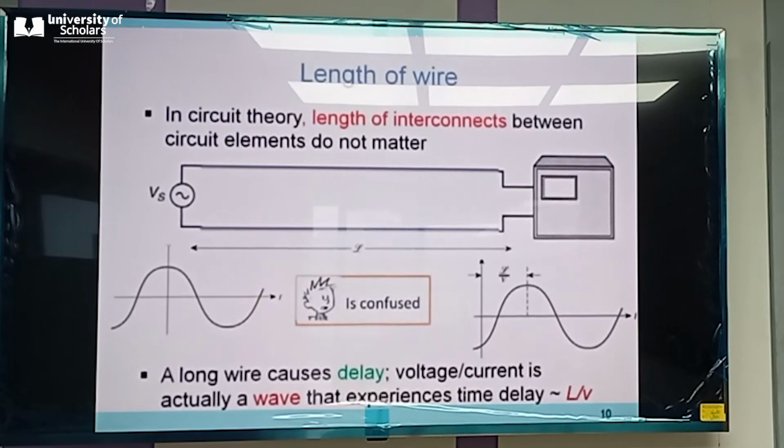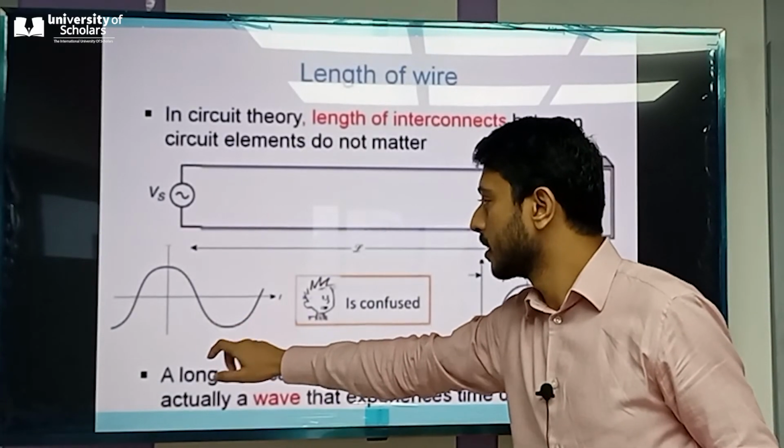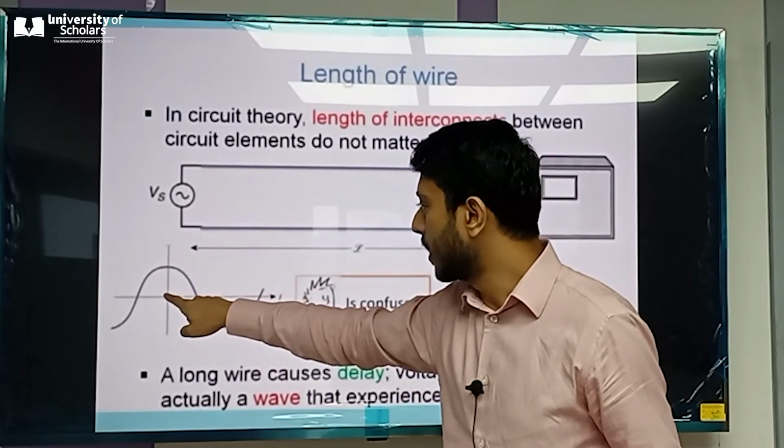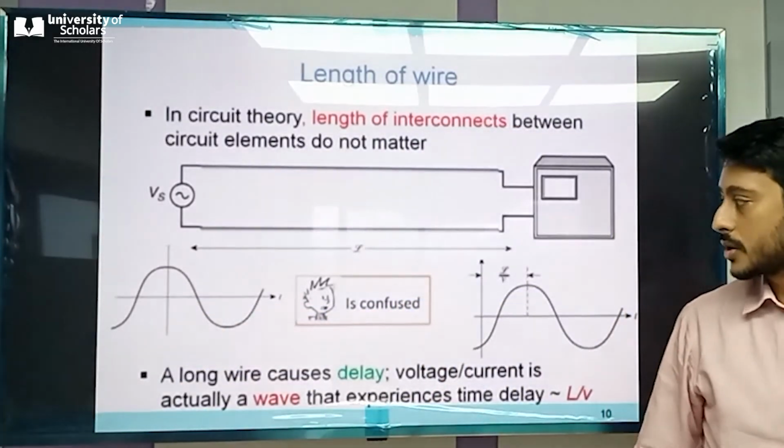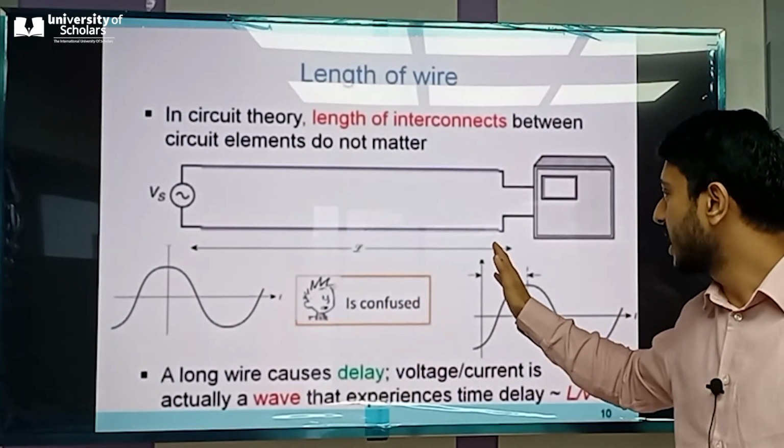So if you apply a sinusoidal voltage, as shown over here, please note where the maximum is occurring. At time t equal to 0, the voltage source is going through its maximum. This is a sinusoidal wave, and the maximum is over here at t equal to 0. So you will see how it behaves at the load end.